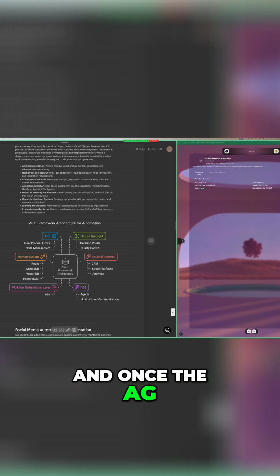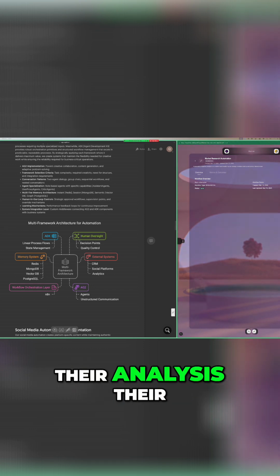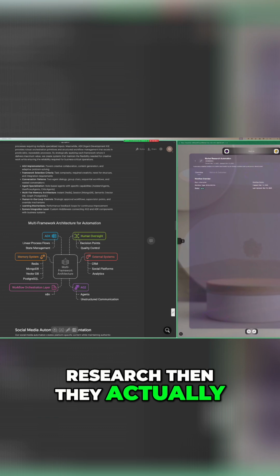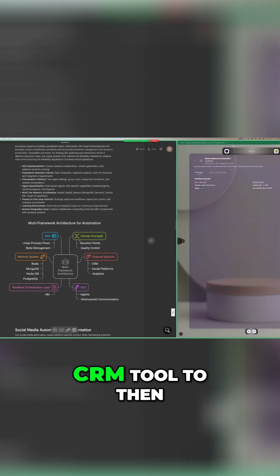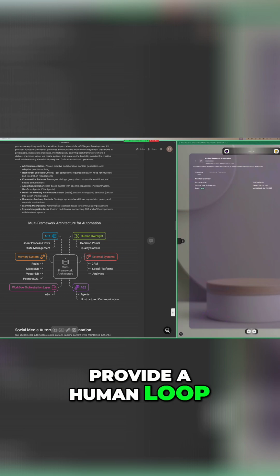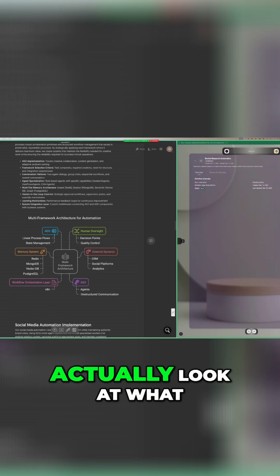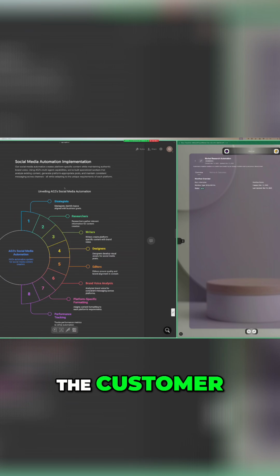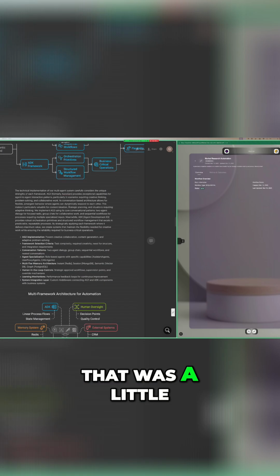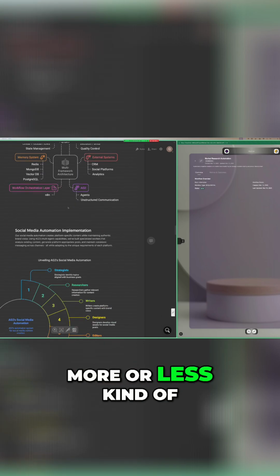And once the AG2 workers have finished their analysis and research, they set up another task to put all that information into a CRM tool to then provide a human in the loop, where the human can go in there and look at what that conversation was about and follow up with the customer. So that was a little bit about AG2 and more or less the system architecture.